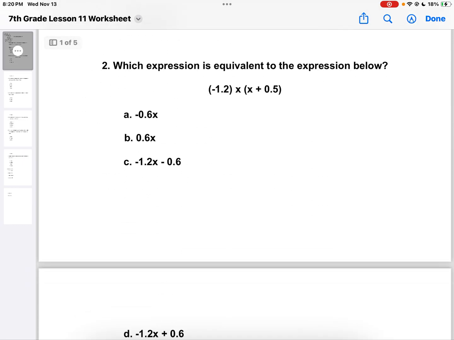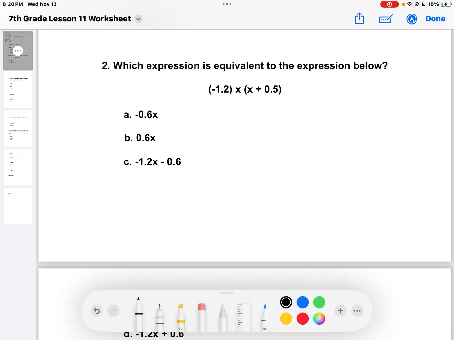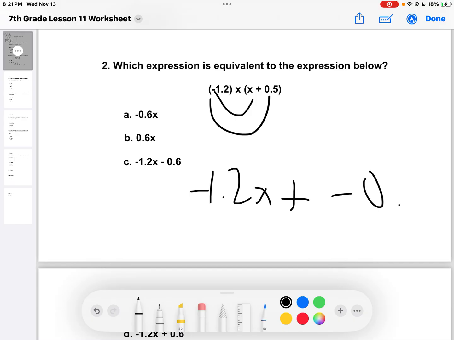Number 2, which expression is equivalent to the expression below? Negative 1.2 times x plus 0.5. So in order for us to solve this, we could just use the distributive property, distributing negative 1.2 to x and 0.5. So we'll get negative 1.2x plus negative 0.6. So the answer will be C.